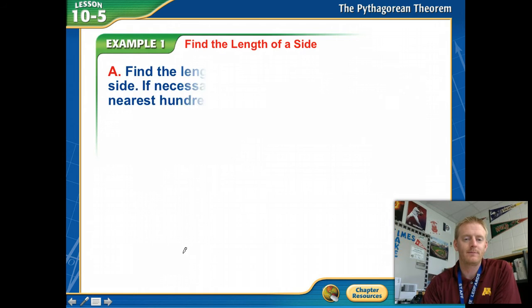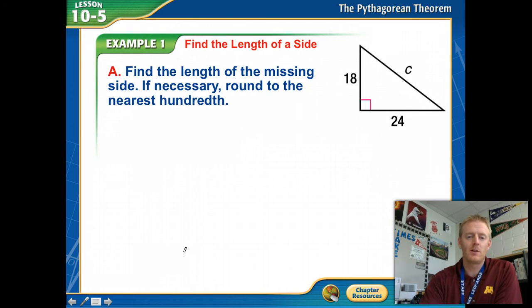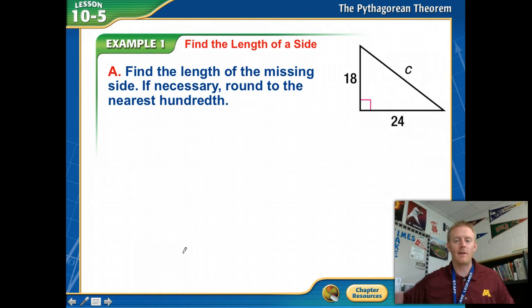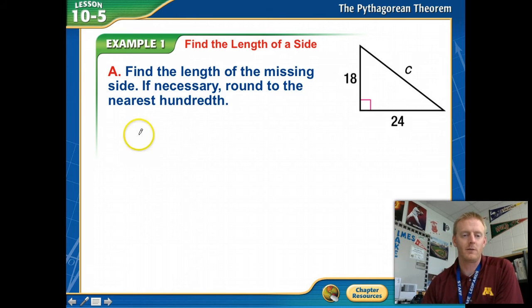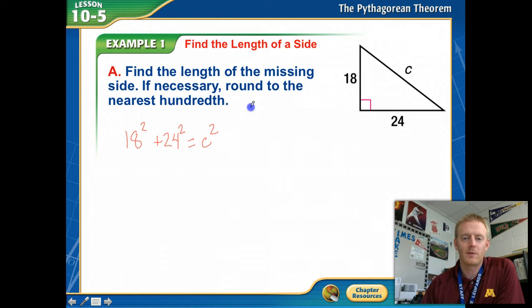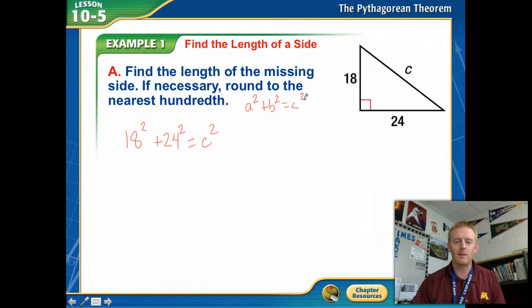All right, let's do a problem. So we have this triangle. We have a c that we do not know, and then we are given the two legs. So we're going to plug it into that a squared plus b squared equals c squared. So here's what we got to do. Remember, it's from the formula a squared plus b squared equals c squared. If you don't have that stuck in your head by the end of today, it may never be there.